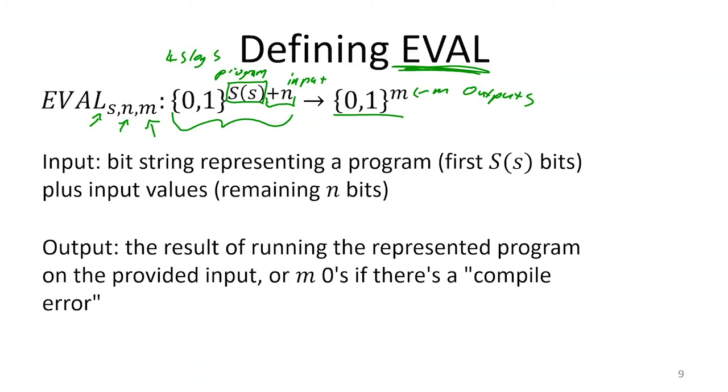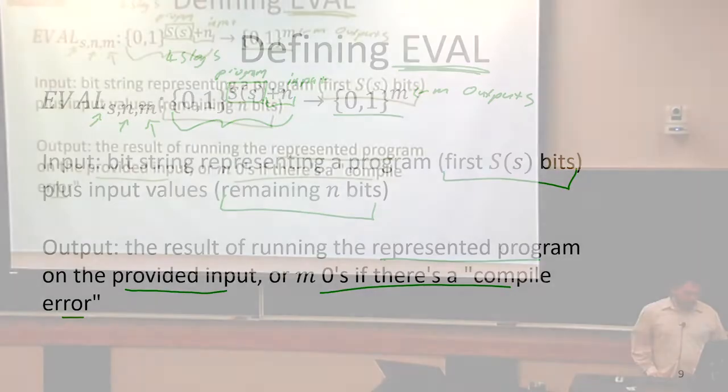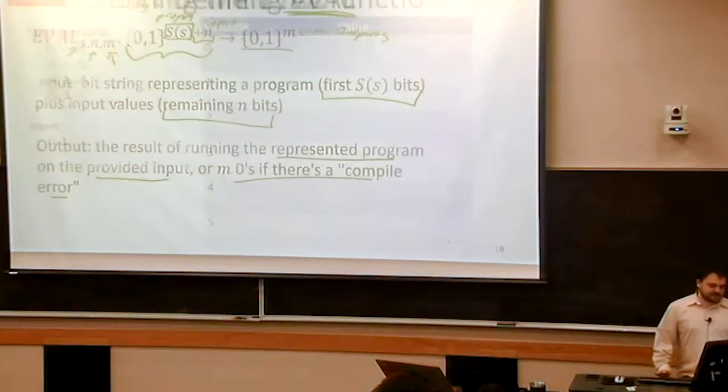So basically what this program is going to do is it's going to assume that the first S bits are going to be the program, and then the remaining N bits of the input, those are the inputs to that program. And then our output is going to be the result of running that represented program on the provided input, and then maybe something if there's a compile error. If this is maybe like I referenced a variable before assignment or something like that. So this is what our eval function is going to look like.